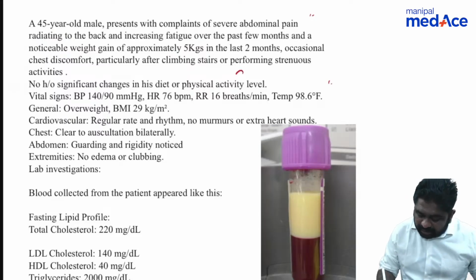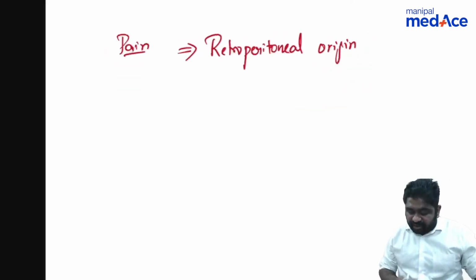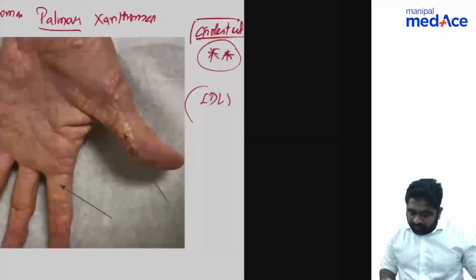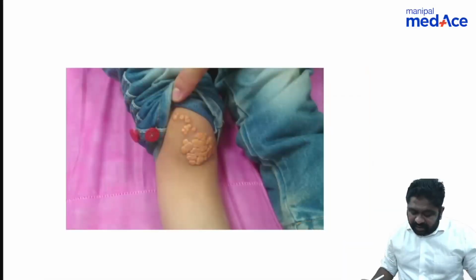Excellent, Darshini. You will be expecting eruptive xanthomas. Correct. So if they say that, think of triglycerides. Okay. Now, these are the different kinds of xanthomas.